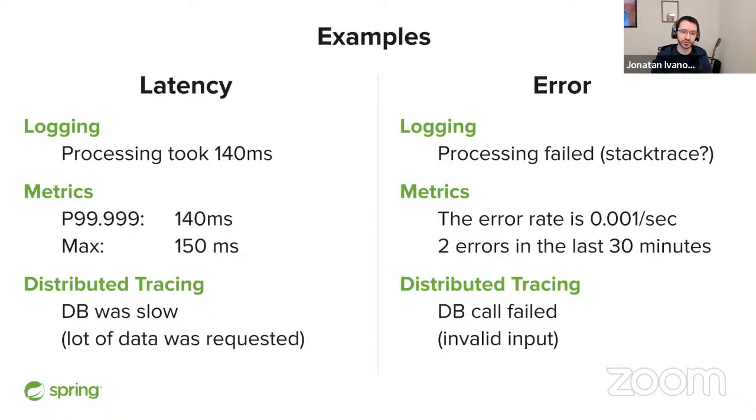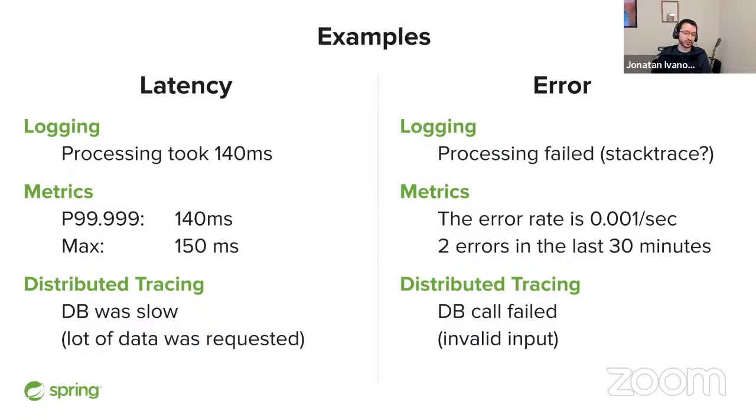I do have a few examples for this, two. One of them is a latency situation, and the other one is an error scenario. So let's look into the latency example here. Let's say that your logs, for example the Tomcat access logs, will say that processing this single request took 140 milliseconds. But is it a lot, or is it fast, or is it slow? We don't really know. We don't have the context. Metrics, on the other hand, can tell you that the TP 99.999 was 140 milliseconds, and the max was 150. So within this context, 140 is rather bad in this example.